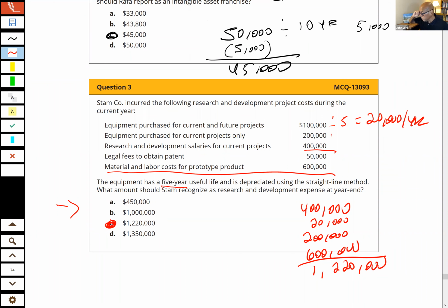Question? Okay, guys, good work. We will wrap up chapter 3 next time. We have that one last module on impairment, and we will jump into chapter 4 next time. Question?